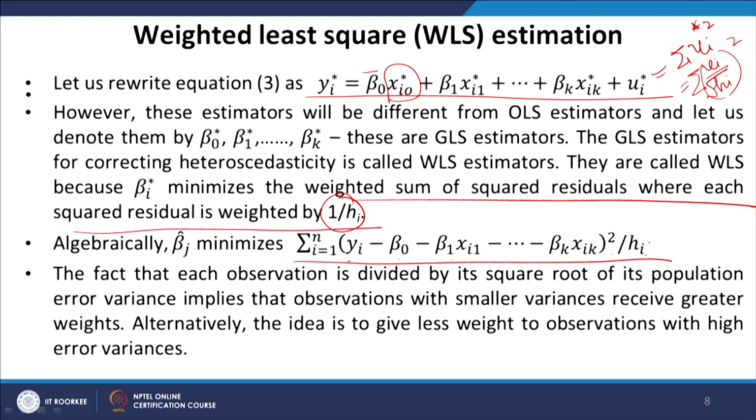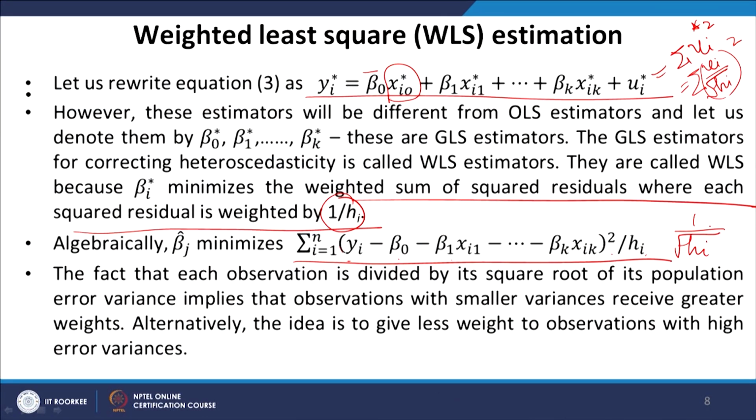The fact that each observation is divided by the square root of its population error variance implies that observations with smaller variances receive greater weights. Alternatively, the idea is to give less weight to observations with high error variance. Suppose there are only two variables, one dependent variable y and one independent variable x. Now, if we observe very high variance between y and x specific to a particular observation, then we would consider the quality of that observation to be poor compared to observations having lower variances, because lower variances imply that they are closer to the mean of the series, and the mean of the series is expected to represent the population expected value or population mean, as a result of which we can say that the quality of observations having lower variances is higher or better.